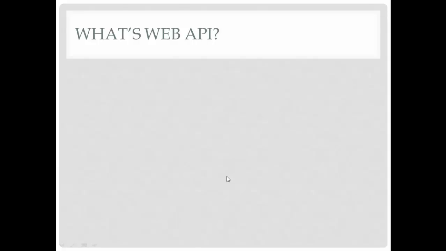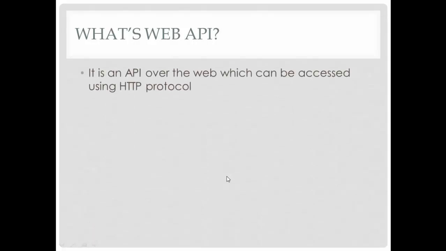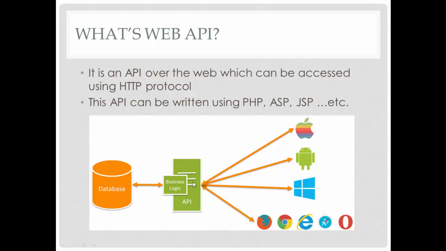So the web API is an API or a function over the web which can be accessed using the HTTP protocol. Then the API can be written by any server-side programming language or any backend programming language like PHP, ASP, JSP, etc. Look at this diagram.